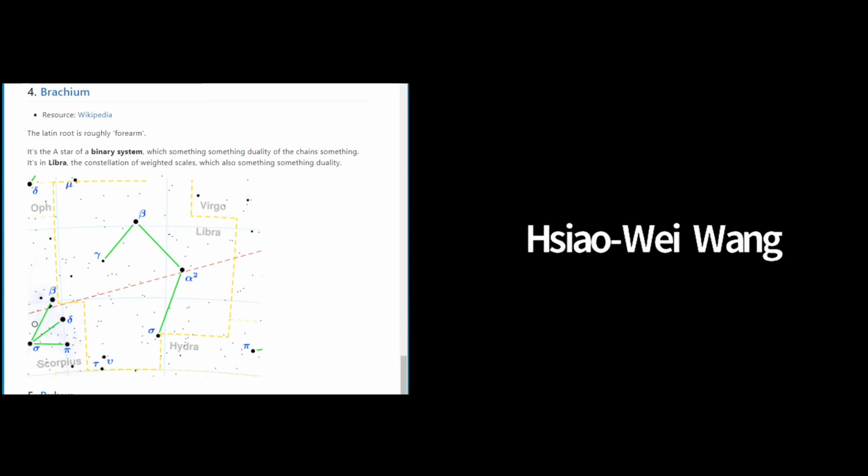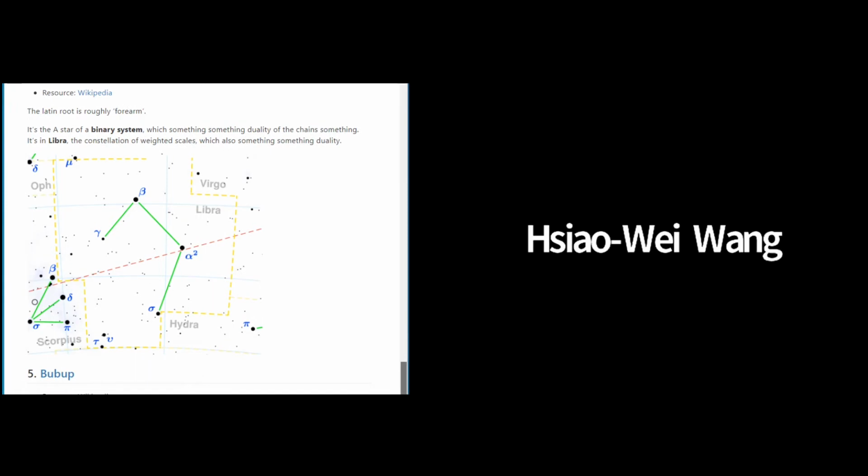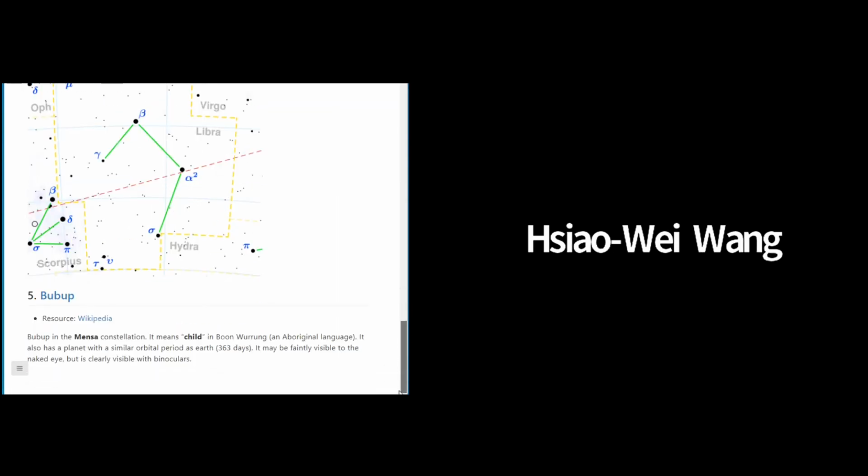And the last one, I think it's called Bob Up. It sounds cute. It is in the Mensa constellation. It means child in the original language. Yes, that's all of our nominations today.